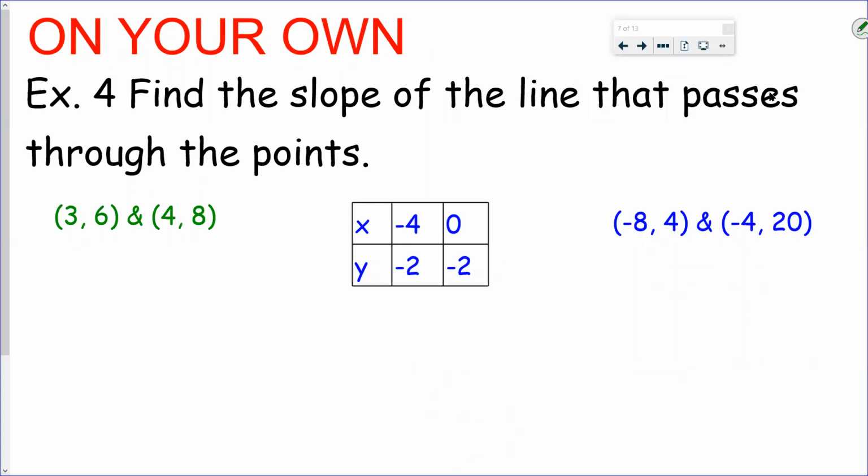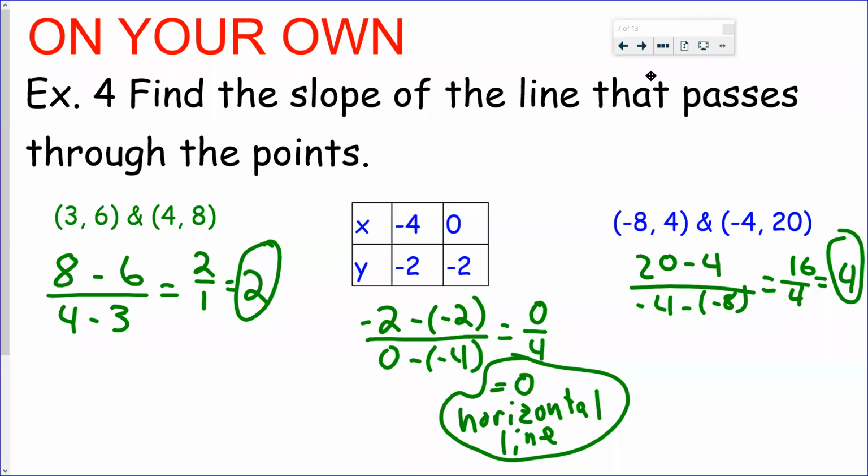All right, so we just went over some of those. I want you to try these on your own. So I want you to pause your video now, and try these on your own. All right, so when you tried these on your own, your first one, you should have gotten a slope of 2. The middle one, you should have gotten a slope of 0, which again is a horizontal line. And the last one, you should have gotten a slope of 4.